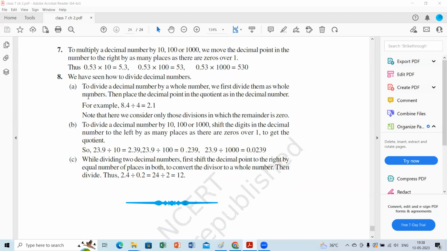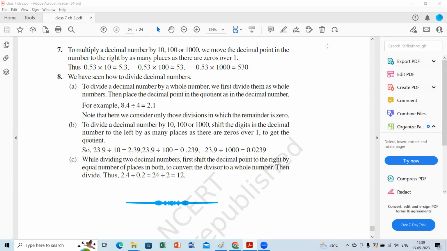Eighth point. We have seen how to divide decimal numbers. To divide a decimal number by a whole number, we first divide them as whole numbers. Then place the decimal point in the quotient as in the decimal number. For example, 8.4 divided by 4 is equal to 2.1. Note that here we consider only those divisions in which the remainder is 0.